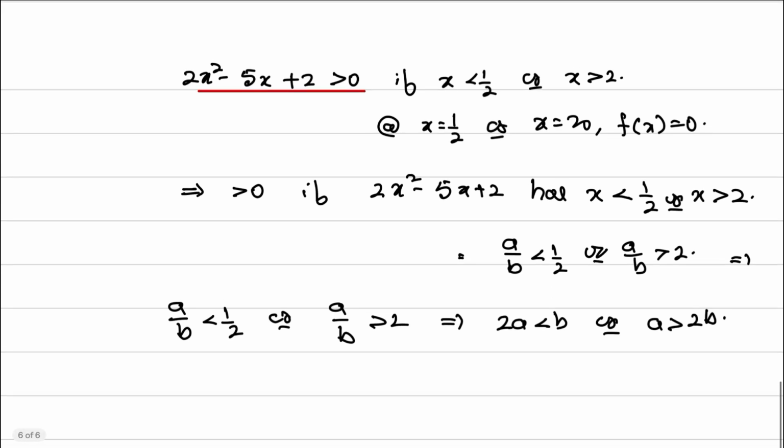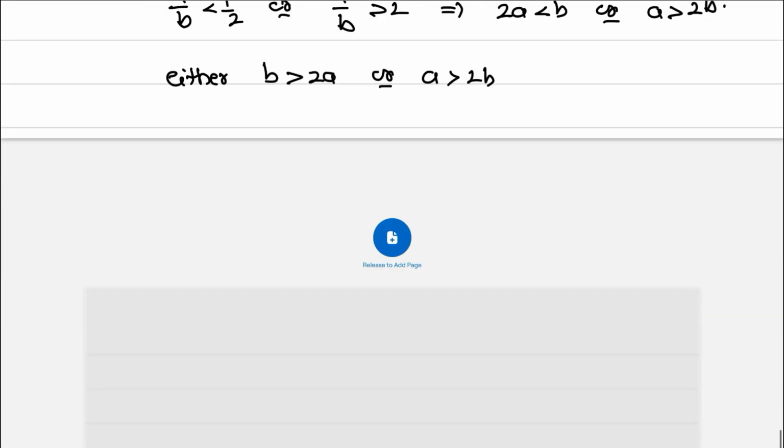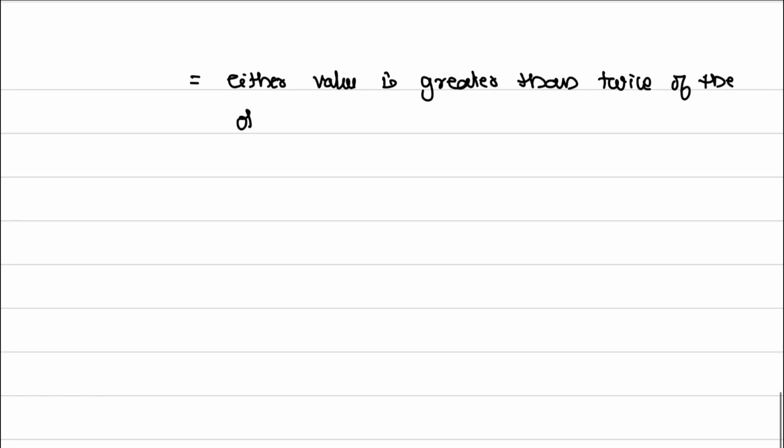That means either B is greater than 2A or A is greater than 2B, which says either value is greater than twice of the other value. That is the condition.